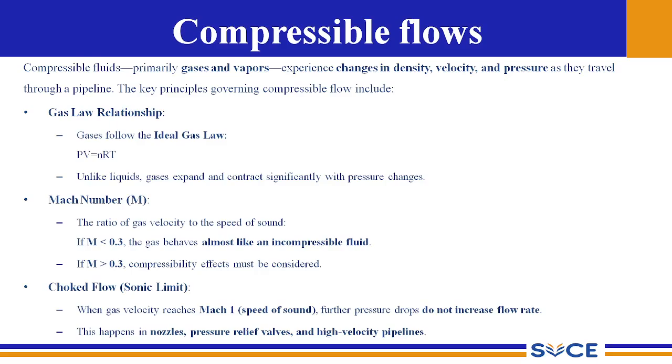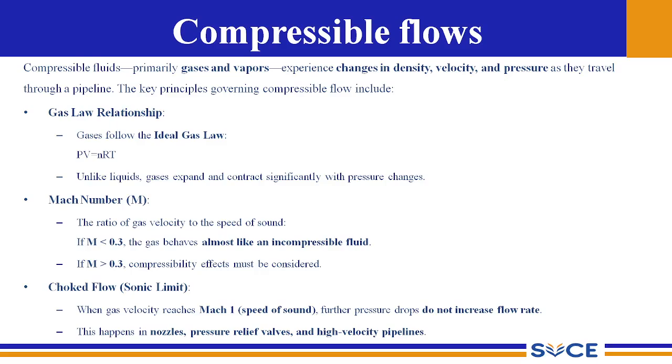Then, compressible flows are different from incompressible flows. There are a few more considerations when designing pipe sizes for compressible flows, especially gases and vapors, because they will experience changes in density, velocity, and pressure as they travel through a pipeline. Among the key principles that govern compressible flow, we need to use the gas law relationship. Most gases behave ideally. We can use the ideal gas law for certain temperature and pressure ranges, that is the PV = nRT relationship.